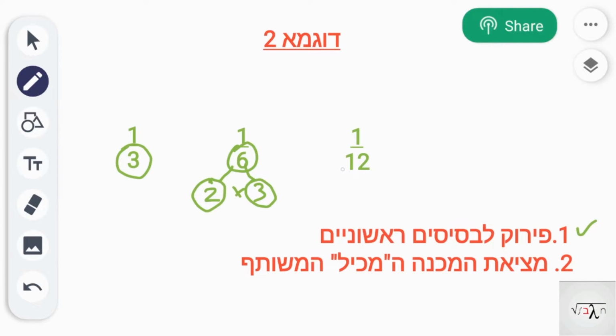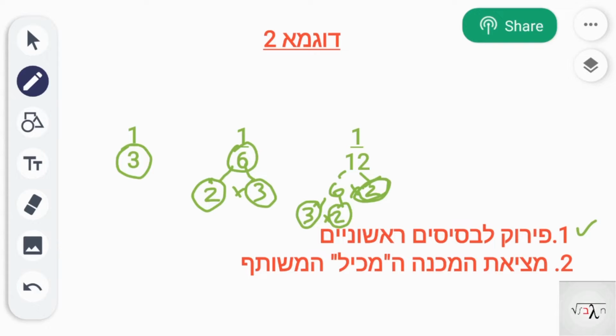12 can be taken apart into the multiplication of 6 times 2. 2 is the prime base, which will stay as is, and 6 will be taken apart again into the multiplication of 3 times 2. We keep dividing until we get to the prime bases. So, 3, 2, and 2, those are the numbers in which you can get to the number 12.